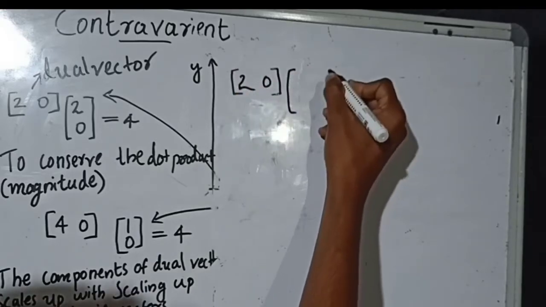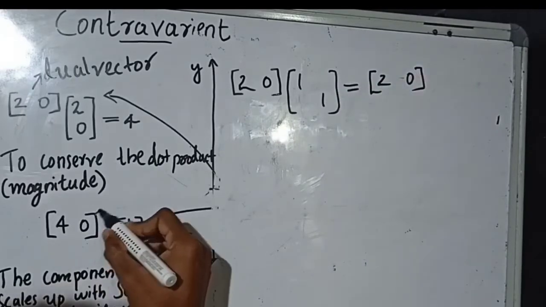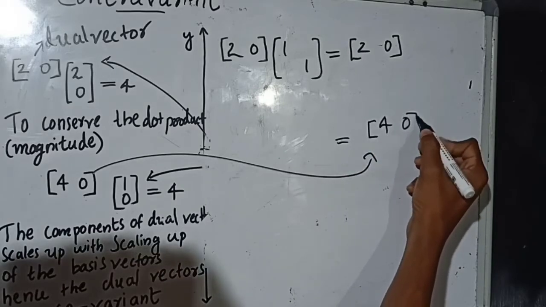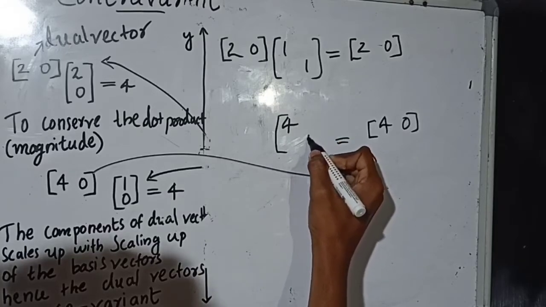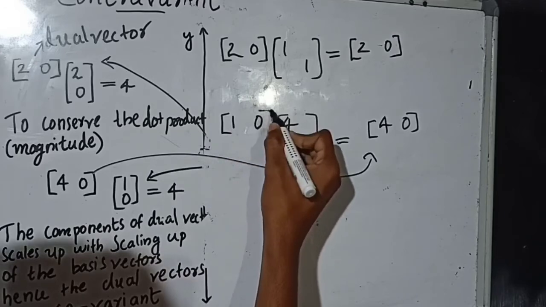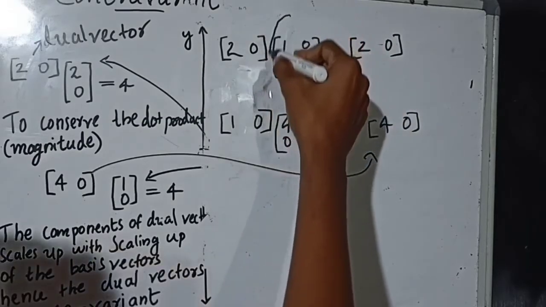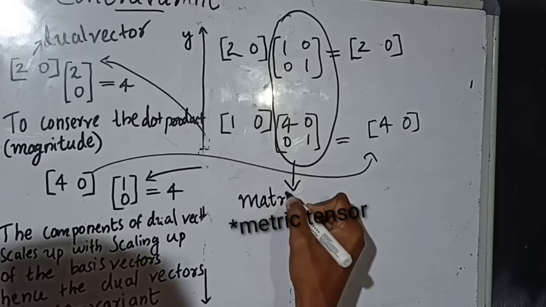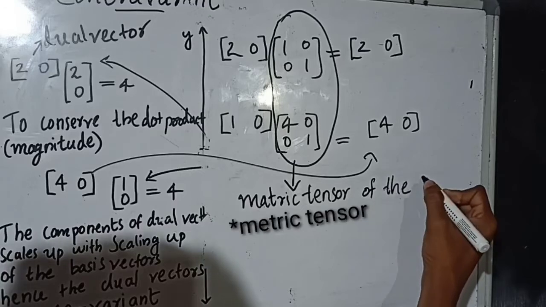So let us think how we can convert the covariant components to contravariant components. In the first case, we can use a 1-1 diagonal matrix to do that. But after the scale transformation, we need a 4-1 diagonal matrix to convert the contravariant components to covariant components, and these matrices are called the metric tensor of the coordinate system, or the metric tensor of the space.